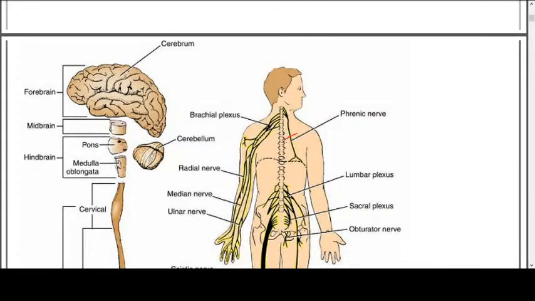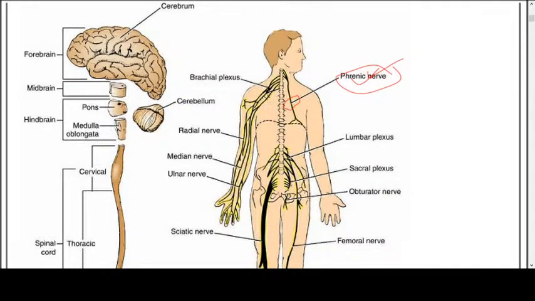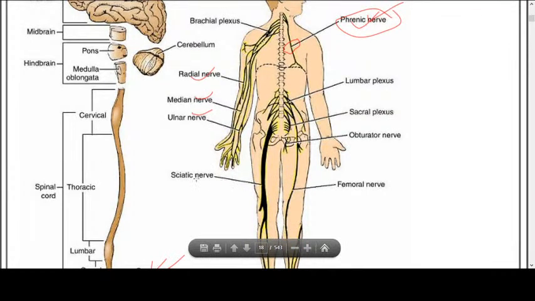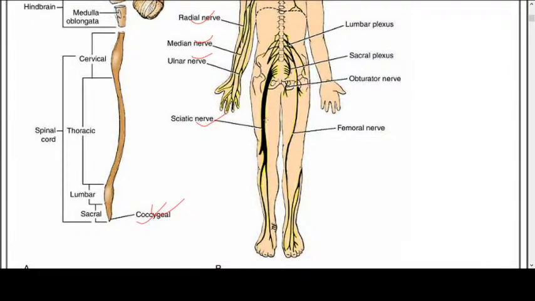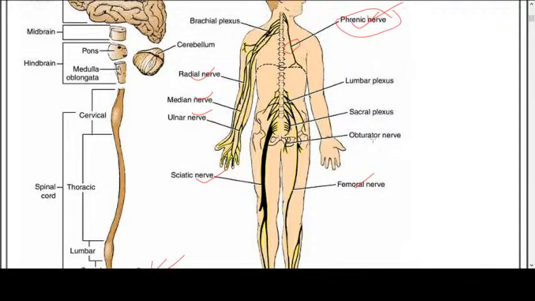This one is the phrenic nerve, which, as the name shows, goes to the diaphragm. This one is the brachial plexus. The brachial plexus supplies the muscles of the hands. There is the sciatic nerve as well. This is the femoral nerve, obturator nerve, sacral plexus, lumbar plexus.